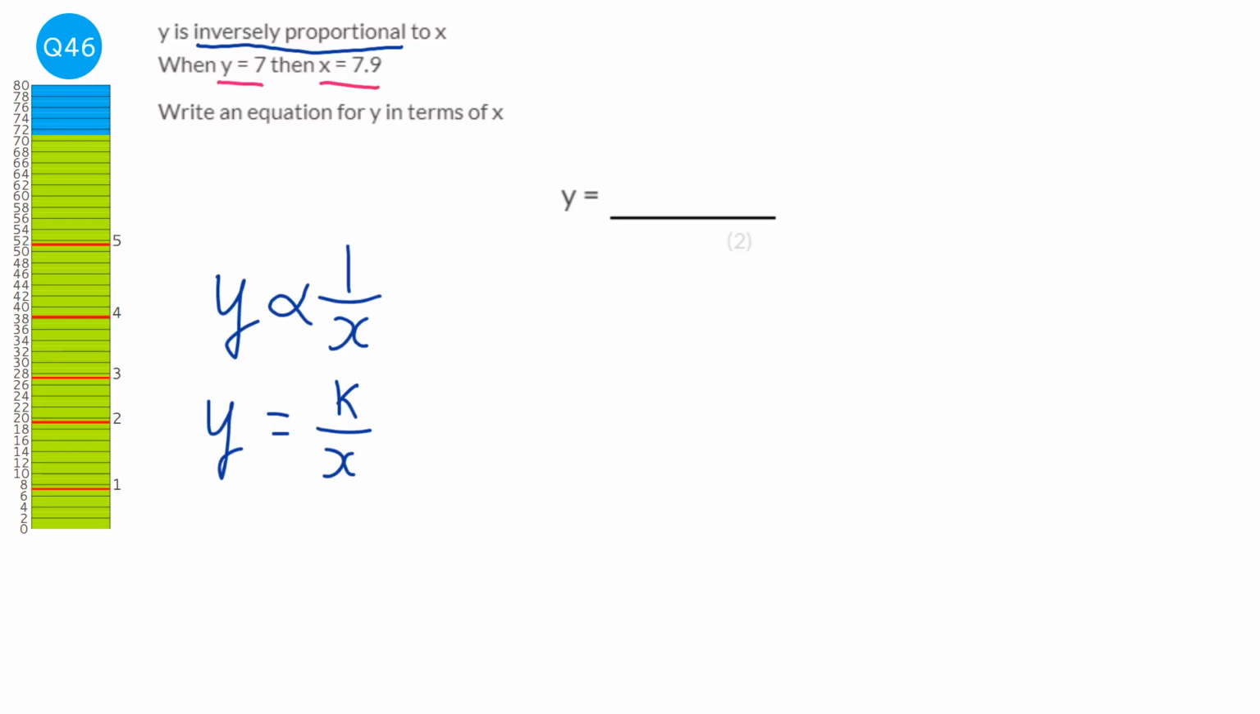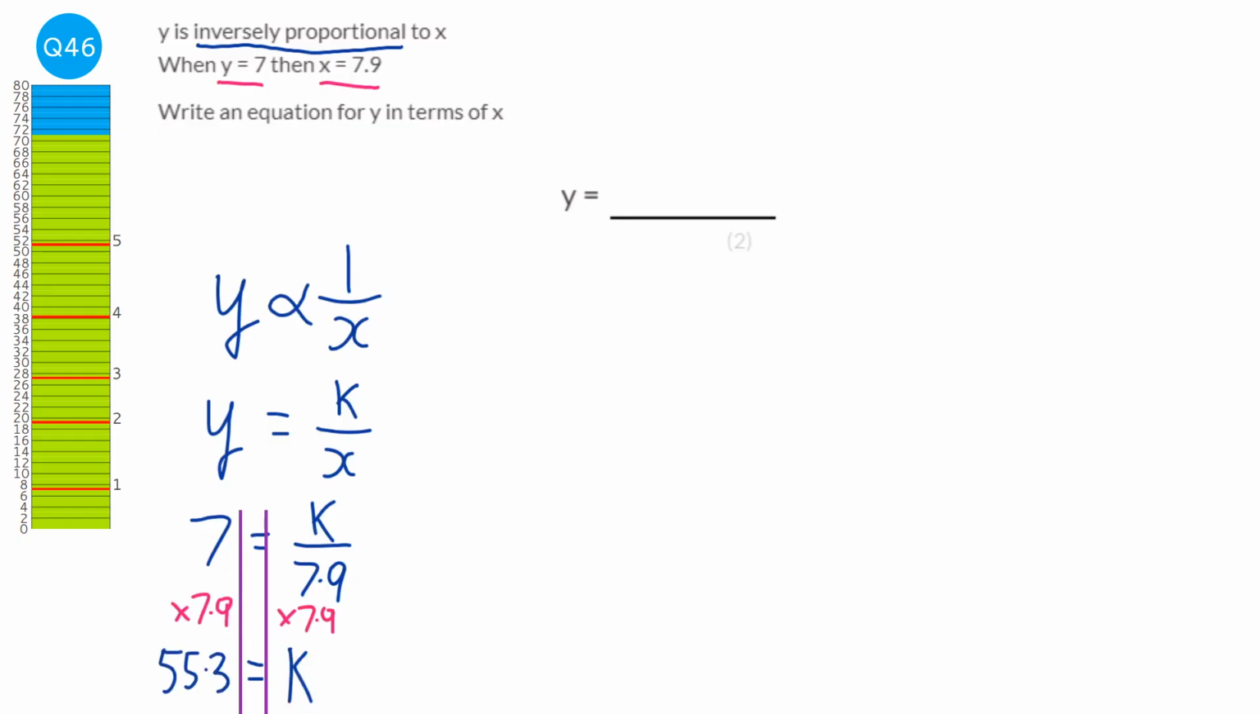So we know that when y is 7, then x is going to be 7.9. And what I need to do now is just draw my lines down. What I'm going to do is times both sides by 7.9. And so we have k equals 7 times 7.9, which is 55.3. So we know that k is 55.3. So I'm just going to rewrite this formula here, but instead of k, I know that it's going to be 55.3. So our answer is y equals 55.3 over x.